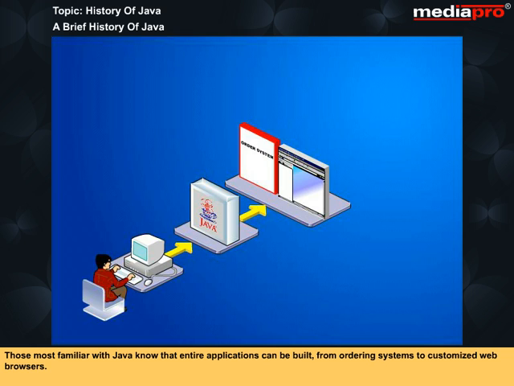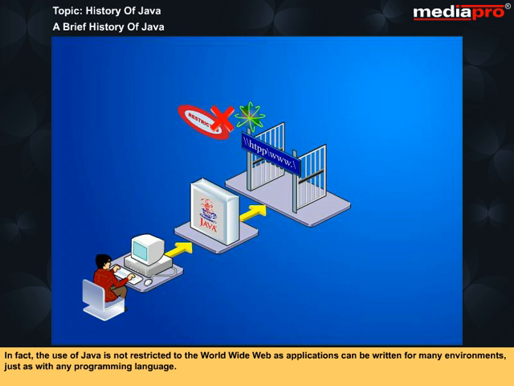Those most familiar with Java know that entire applications can be built from ordering systems to customized web browsers. In fact, the use of Java is not restricted to the World Wide Web, as applications can be written for many environments, just as with any programming language.